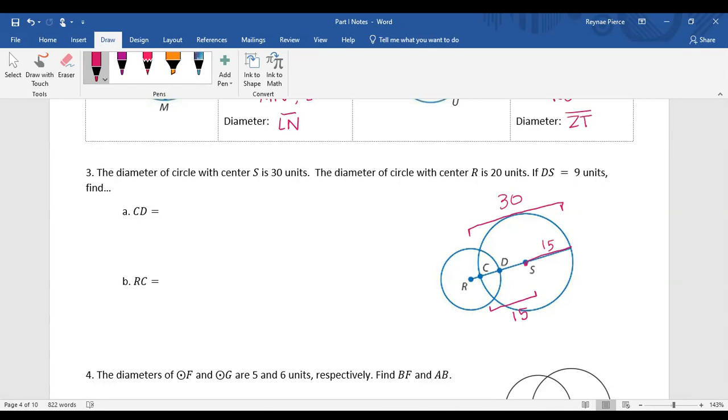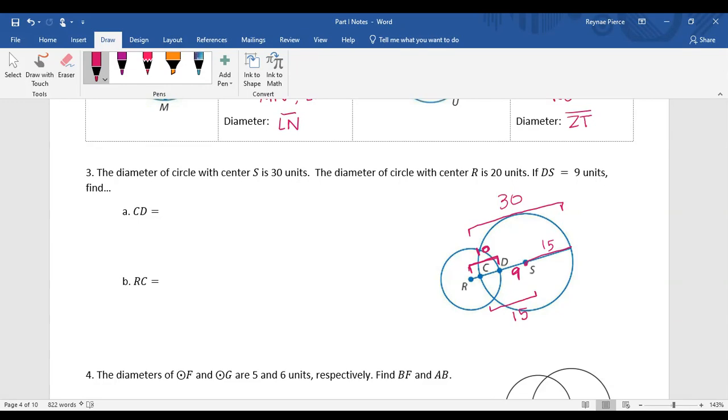Okay, and the diameter of circle R is 20 units. Now, if the diameter is 20, that means our radius is 10. So from R to D is 10. Okay, I know D to S is 9. That information was given to me. Okay, and I am trying to find CD and RC.